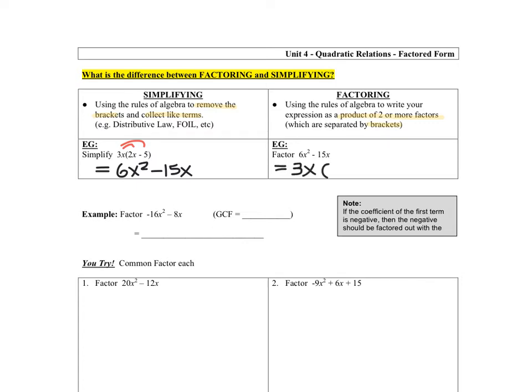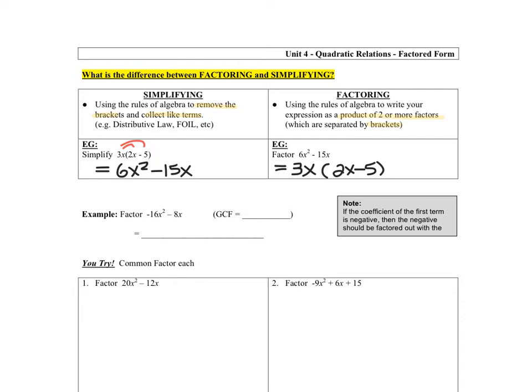And then when we divide out the 3x, we'd get 2x minus 5. Now I just went quickly because I knew they were the same expression. Let's actually try another example of common factoring. I have negative 16x squared minus 8x. Now I want you to highlight the following.